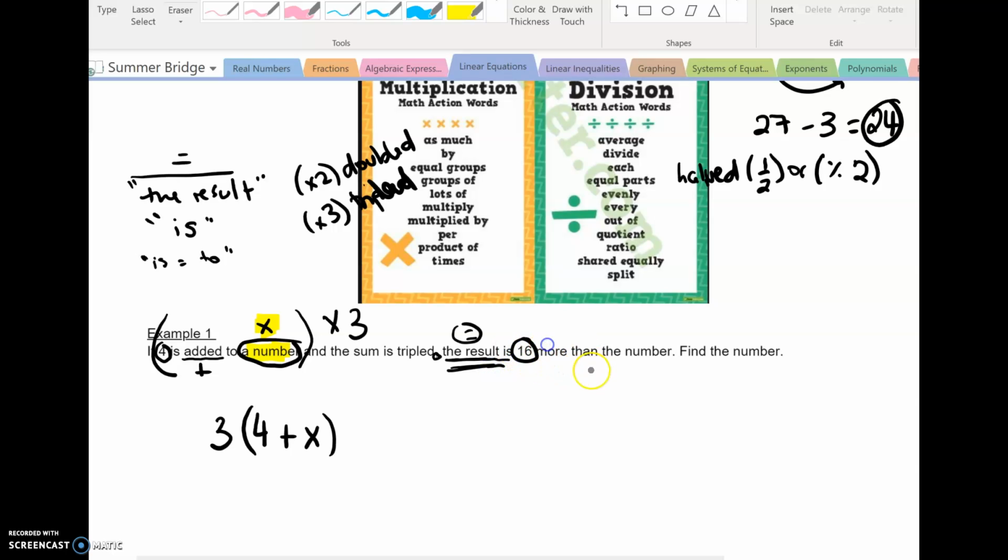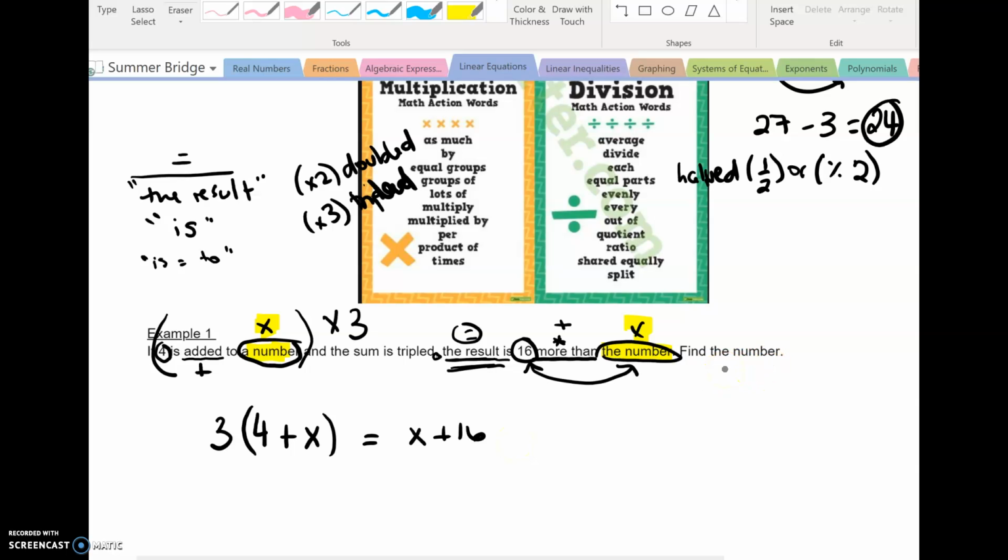16 more than, this is one of our starred ones, the number. So again, the number we're talking about is x. That's my variable. So we're going to have "more than," which is a plus, and we need to switch these two around. So again, result means equals. We have 16 more than a number, so x plus 16, and then it says find that number, so we need to find x.